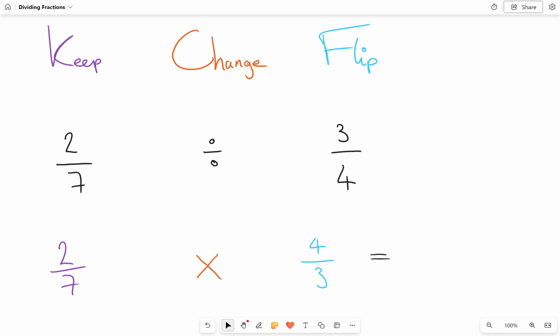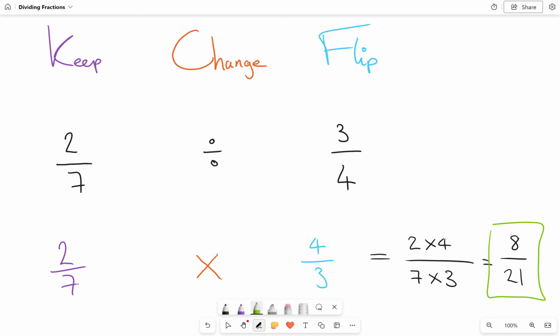When you're timesing a fraction, you literally just times the top numbers together, the numerators, and you times the bottom numbers together, the denominators, which I'll show you. So 2 times 4 is going to be our new numerator. And then 7 times 3 is going to be our new denominator. So 2 times 4 is 8, and then 7 times 3 is 21. That's literally it. Keep, change, flip. You keep the first fraction, you change the symbol from a division to a multiplication, and then you flip the last fraction. Not too hard. We don't want to bust our brains. It's not every day bust your brains for maths, you know? Sometimes keep it chill.